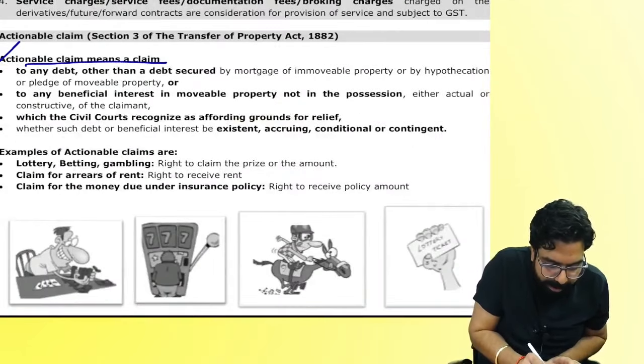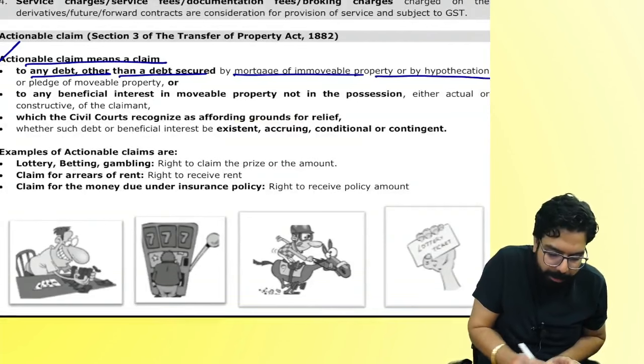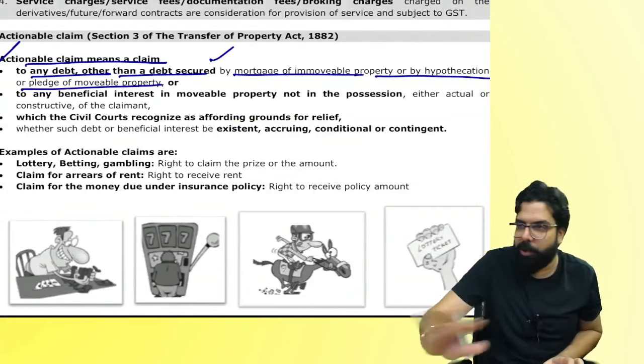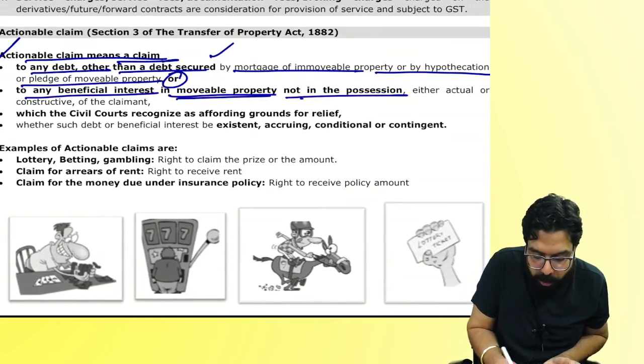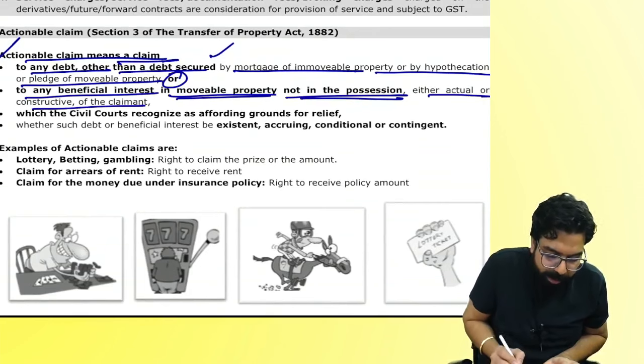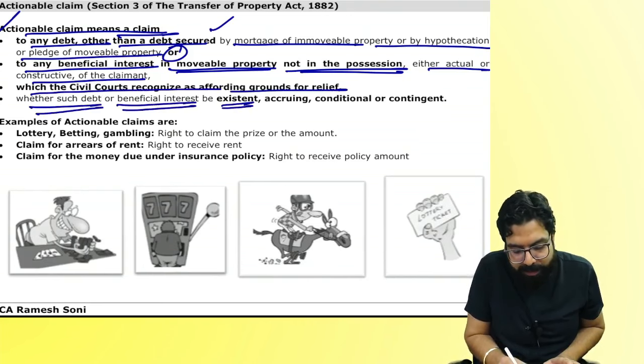it means a claim to a debt other than debt which is secured by mortgage of immovable property or by hypothecation, means other than secured debt, or it is a claim to any beneficial interest in movable property not in the possession either actual or constructive of the claimant, which the court recognizes as affording ground whether such debt or beneficial interest is existent, accruing, conditional or contingent.